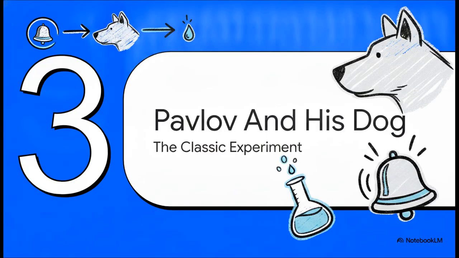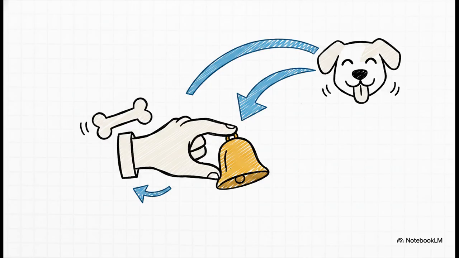Which brings us to Section 3, Pavlov and his dog, the classic experiment. So, Ivan Petrovich Pavlov was a Russian physiologist, and he was actually the very first person to perform experiments studying how these specific stimuli and responses are associated. He developed what we call classical conditioning. This basically means modifying the relationship between a natural stimulus and its natural response, but doing it through artificial substitution.